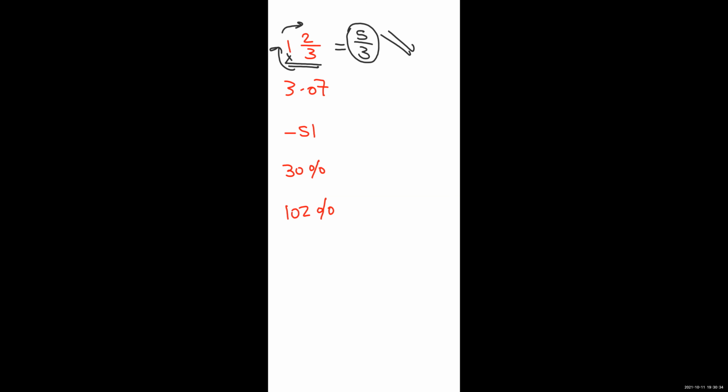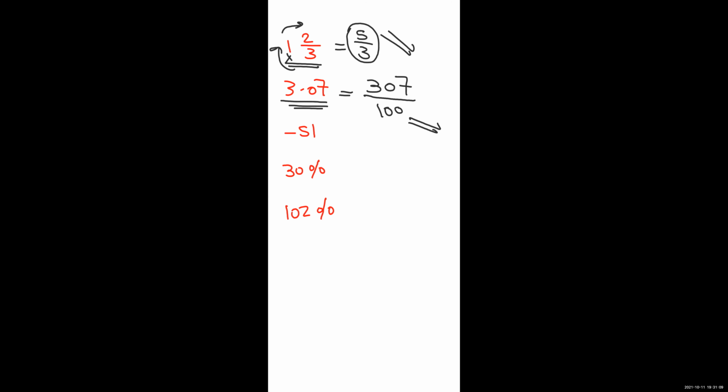Correct. Then what about the next number, 3.07? 3.207 is a rational number, because we can represent it as a fraction, in the form of a over b. This one equals 307 over 100. Yes, great.